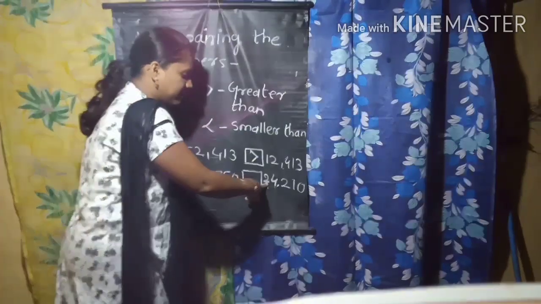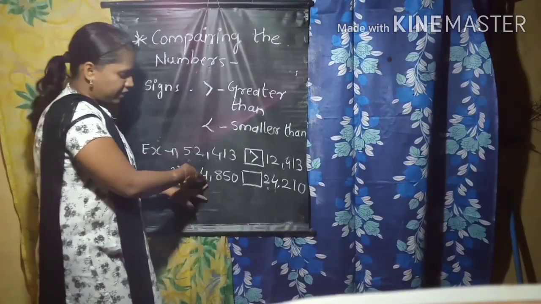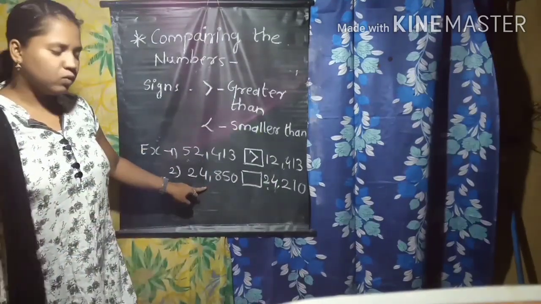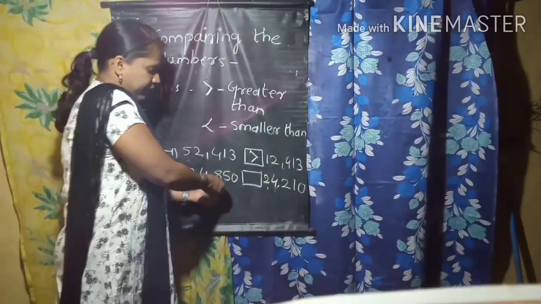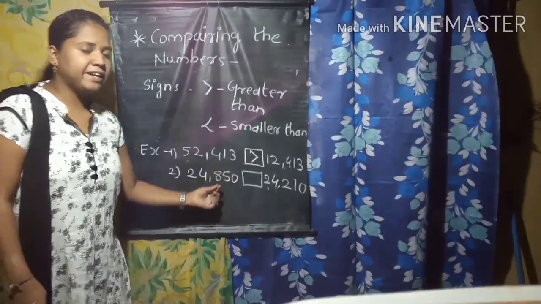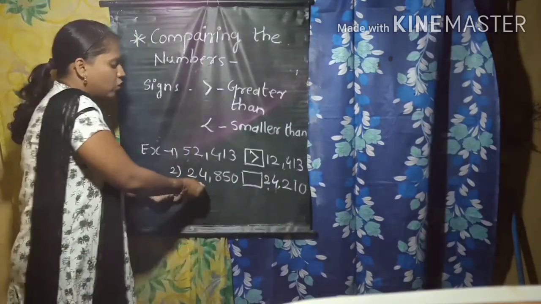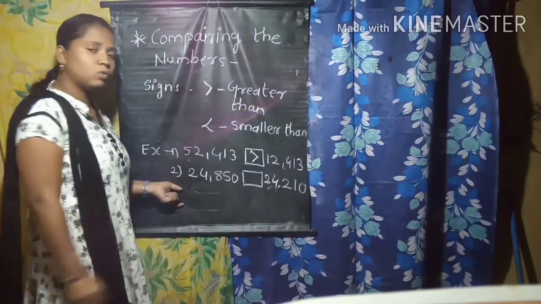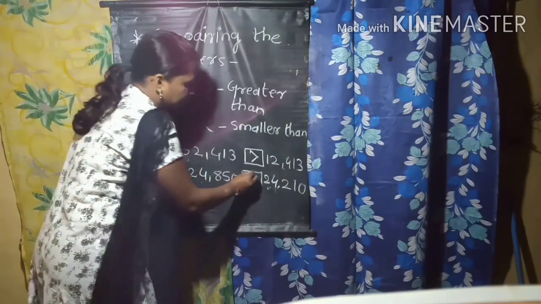If both digits are the same, then go for the second place value. It is 1000. Here 4 is there, here 4 is there. Again 4, 4, both are equal. Then go for the next one, that is the 100 place. Here 8 is there and here 2 is there. Now which number is greater? 8 is greater than 2. So 24,850 is greater than 24,210. So which sign will come? Again the greater than sign will come.